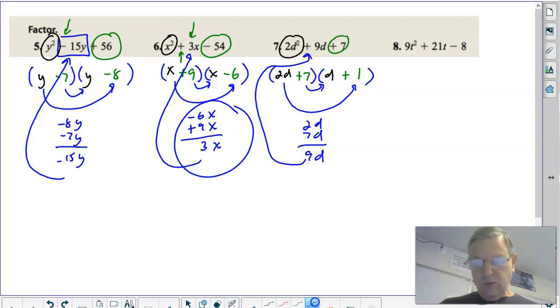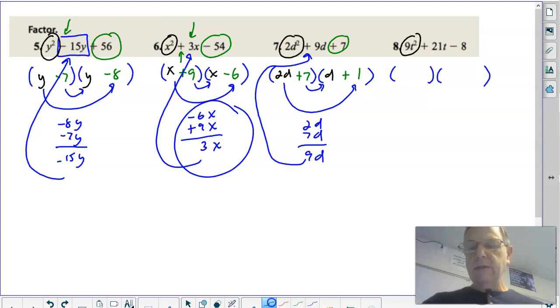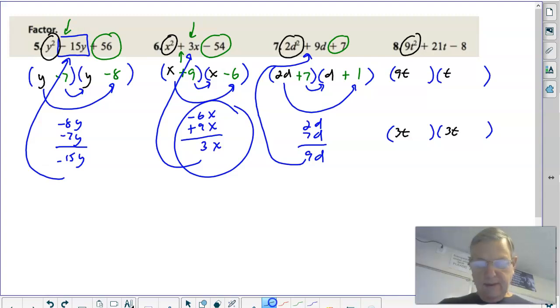All right, last one of this set. I'm looking to factor out common factors. There are none. Now, in this kind, you have to be careful. I have a 9t squared. That could be 9t and t, but there's a second possibility. It could be a 3t and a 3t. All right, well, let's work the first ones. A negative 8. I have 1 and 8, 2 and 4.